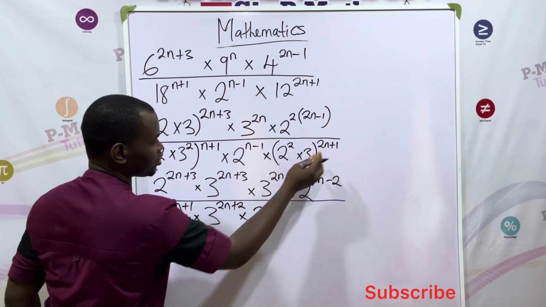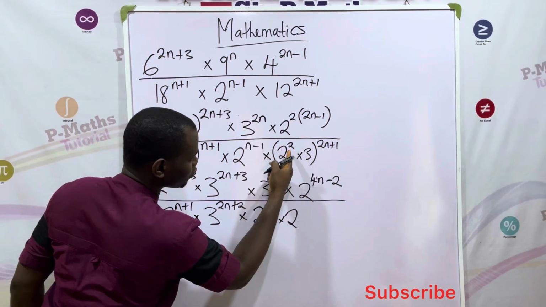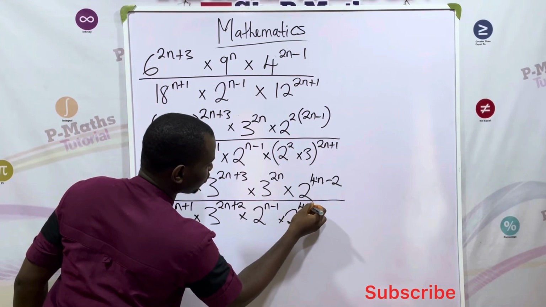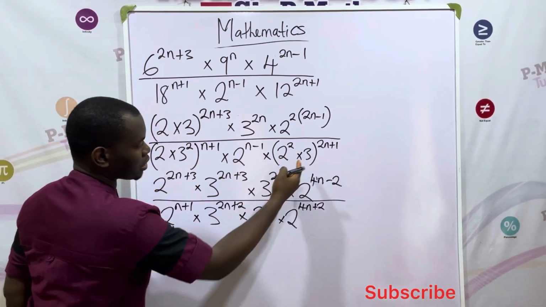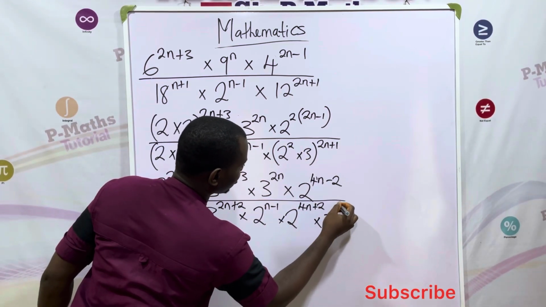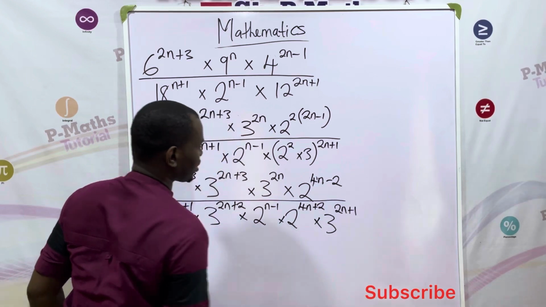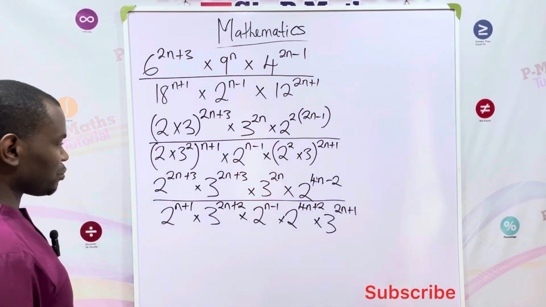Then over here, we distribute. This multiplies this. So that will be 2 to the power of 2 times 2n, which is 4n, and then 2 times 1 is 2. Then this to this power times 3 to the power of 2n plus 1. It is getting more interesting. So what else can we do?